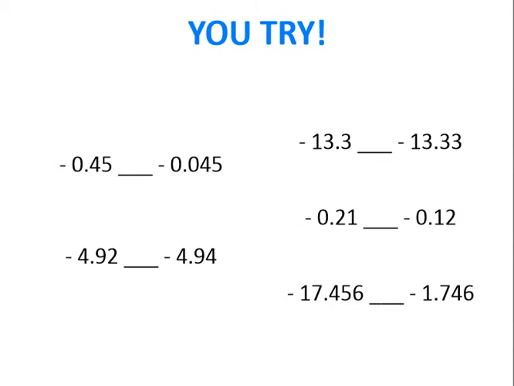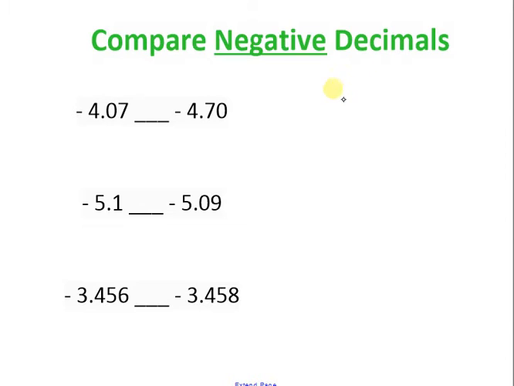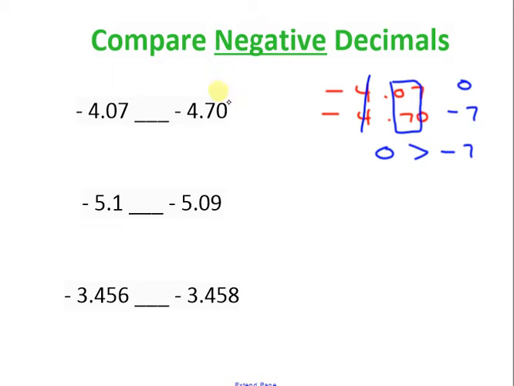Let's do a couple more examples. So let's do negative 4.07, and again I'm lining them up, and negative 4.70. Okay, so my 4's cross out, and then right here I have a 0 and a 7. So again I have a 0 and a negative 7. So if I was comparing them, 0, negative 7, what would be my sign? Well, 0 is greater than negative 7, so that's my sign.